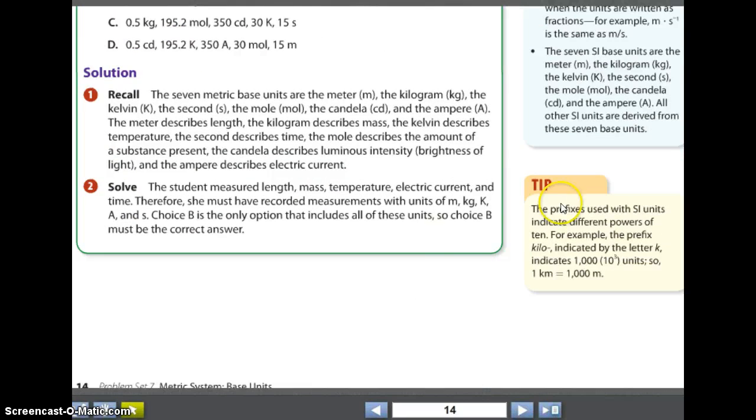If not, that's okay. The prefixes used with SI units indicate powers of 10. For example, the prefix kilo, indicated by the letter K, indicates 1,000, which is the same as saying 10 to the third. So 1 kilometer is 1,000 meters. Instead of saying 1 kilometer, we could say 1,000 meters.